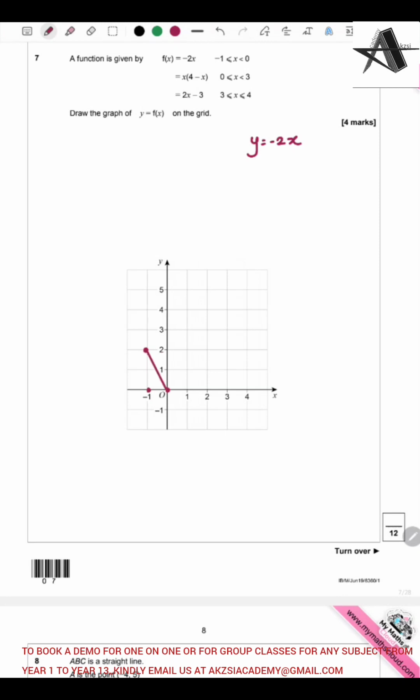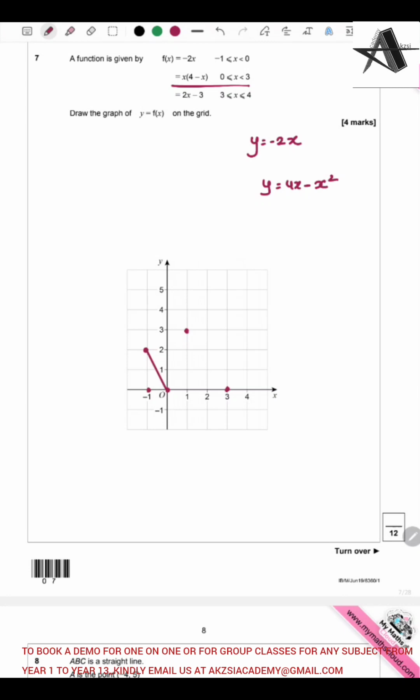Then the next is y equals 4x minus x squared, and x is from 0 to 3. That means till here. So put 0 here first. Answer is 0. Put 1 here: 4 into 1 minus 1 is 3. That means at 1 you will get 3.